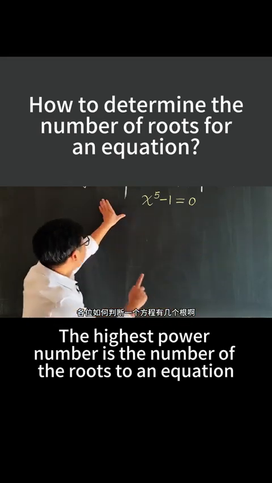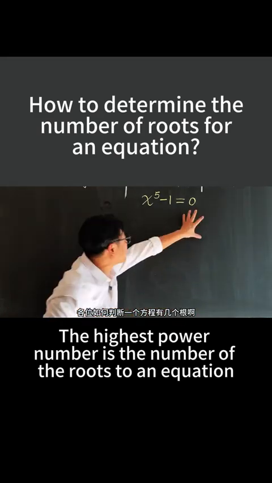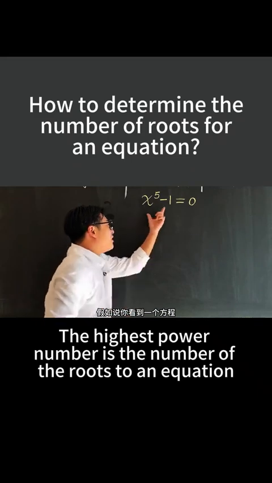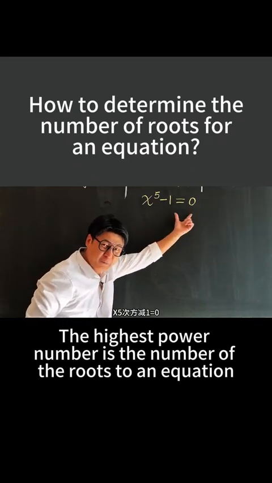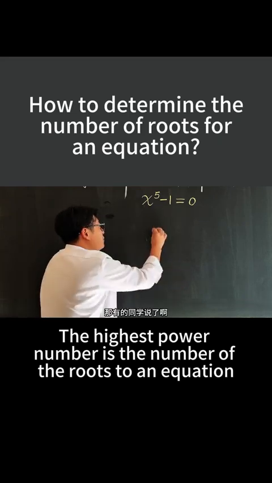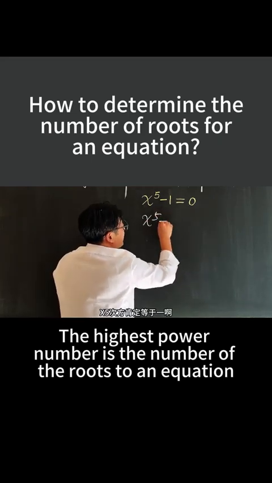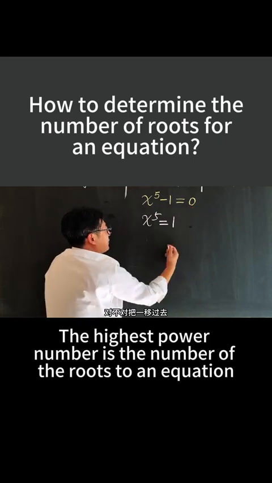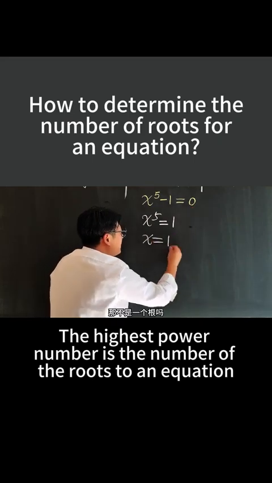How do you determine how many roots an equation has? For example, if you see an equation like x to the fifth power minus 1 equals 0, how many roots does it have? Some students might say, well, x to the fifth power must equal 1, right? Move the 1 to the other side. So x equals 1, doesn't it? Isn't that just one root?